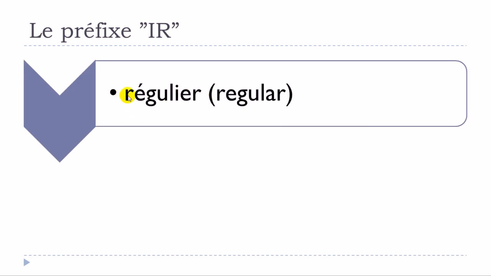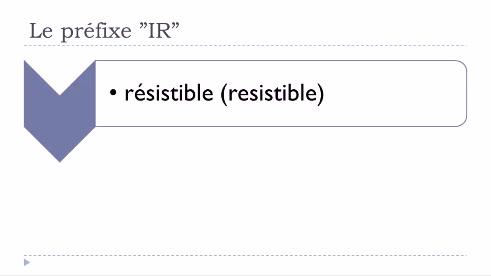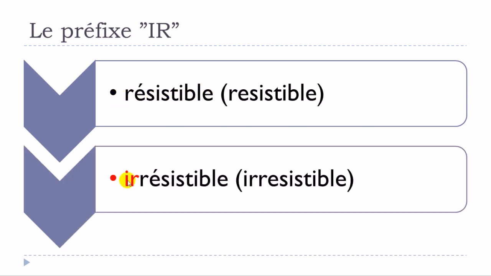Régulier. As I said, remember, they start with er all the time. Régulier, and then exactly the same technique: IR, and after that you put it back. Irrégulier. And the last one, résistible, and exactly the same way, IR, and you put it back. Irrésistible. So, résistible, irrésistible.